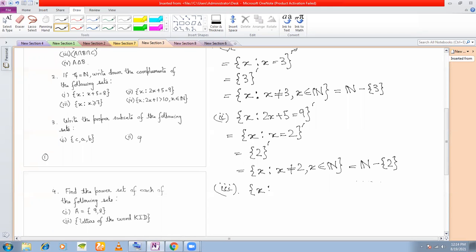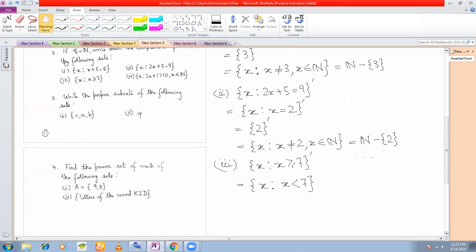Yes, sir. Next, x such that x is greater than or equal to 7. You have to find the complement of this set. Now, x is a number which is greater than or equal to 7. That means the complement of this set will be x such that x less than 7, right? And that is done. Next one.